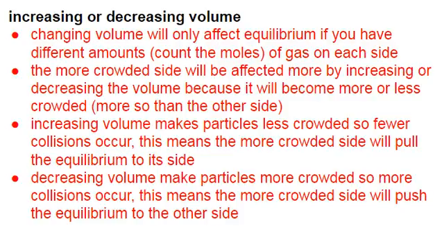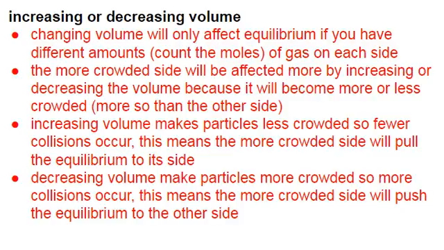So even if you only have gas on one side and no gas on the other side, it will have an effect because there's more gas on one side since there's no gas on the other side. But if you have 3 moles of gas on each side, even though they're gases, they're going to be equally crowded, so it won't have any effect. But if you have gases and you don't have equal amounts on each side, then changing the volume will affect the equilibrium. The more crowded side will be affected more by increasing or decreasing the volume because it will become more crowded or less crowded, just like the school bus.